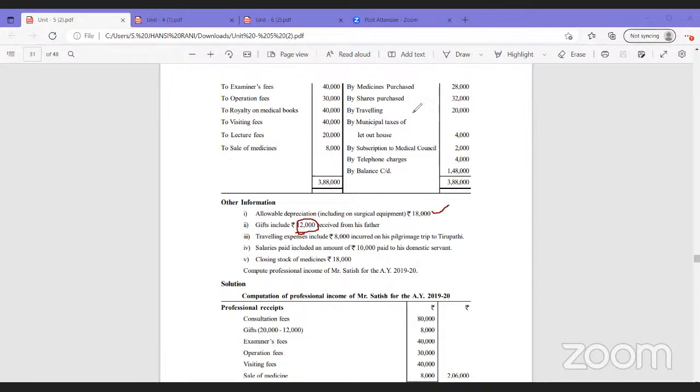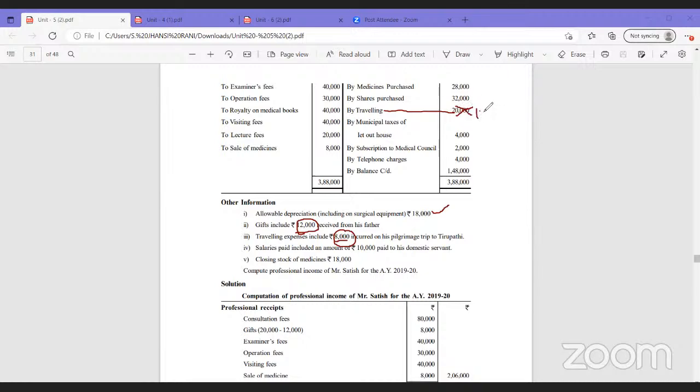Next, we thought traveling expenses of 20,000 as professional payments. But look here: traveling expenses include 8,000 incurred on his pilgrimage trip to Tirupati. That is personal, not professional. So in payments, in traveling expenses, we deduct this personal item. 20,000 minus 8,000.